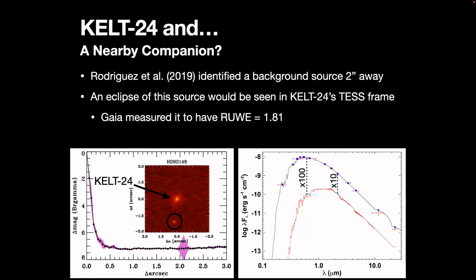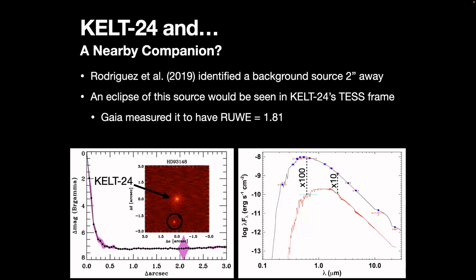Now, in 2019, when Rodriguez et al. published their discovery paper, they identified a nearby source, what they call the background source, to KELT-24. So you can see in the bottom left plot here, KELT-24 is the brighter of these two stars. They went after it with an image using a Br-gamma bandpass, and you see on the bottom there, circled in black, this background source that they tried to model the flux out for, just to consider that effect photometrically.